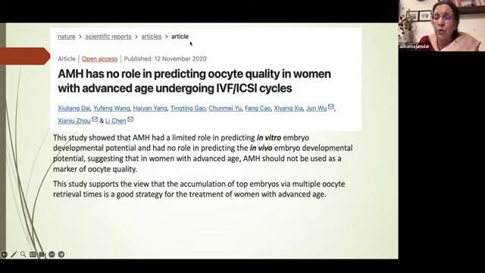So if AMH is low, her reserve will be low, her quantitative cohort of antral follicles will be low, but not the quality. This study supports the view that the accumulation of top embryos via multiple oocyte retrieval times is a good strategy for the treatment of women with advanced age, because we know that they could have aneuploidy, but quality is not affected.